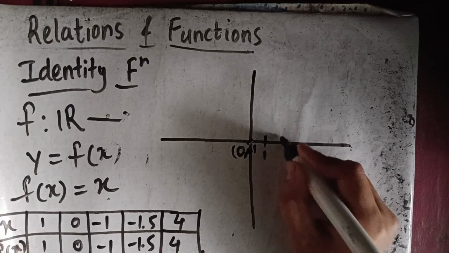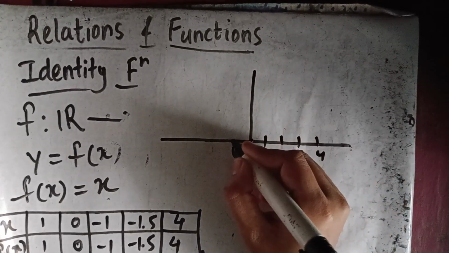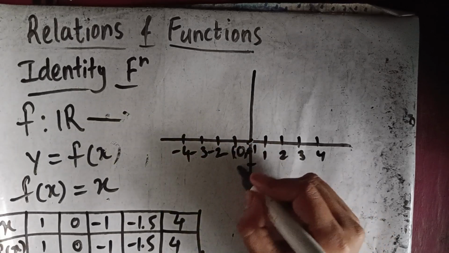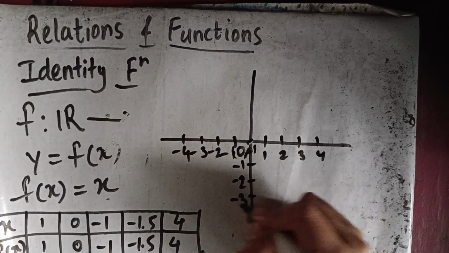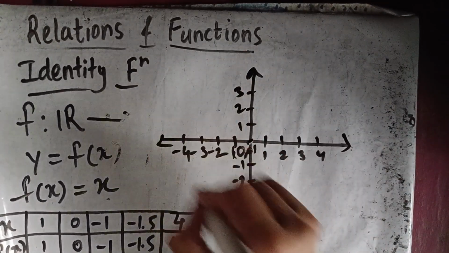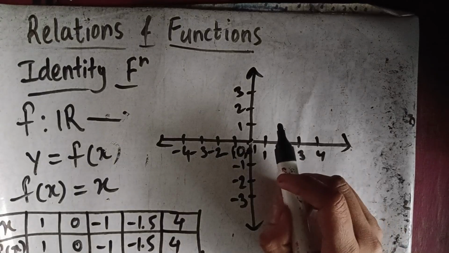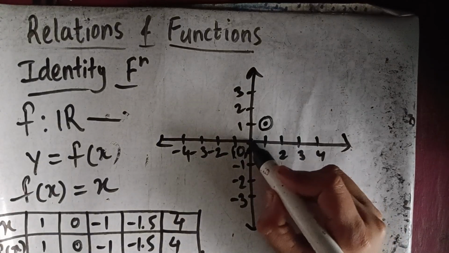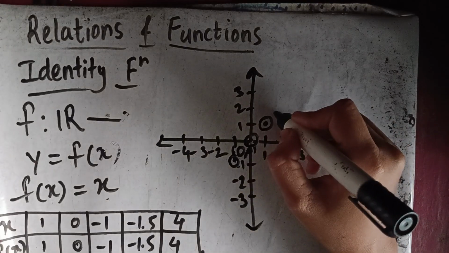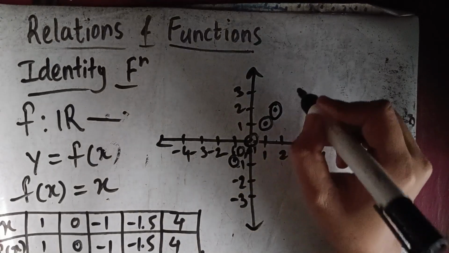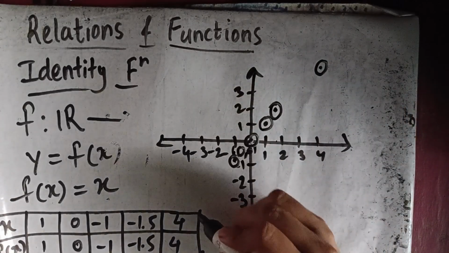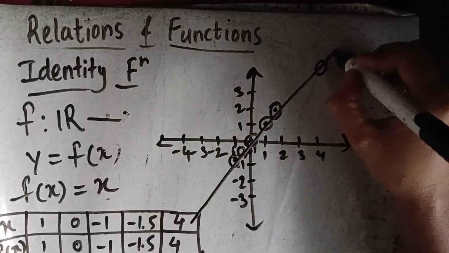Axes: 0, 1, 2, 3, 4, minus 1, minus 2, minus 3, minus 4. So for 1, we'll get 1, for 0, 0, for minus 1, minus 1, for 1.5, you'll get 1.5. Then for 4, you'll get 4. So you'll get a straight line which passes through the origin.